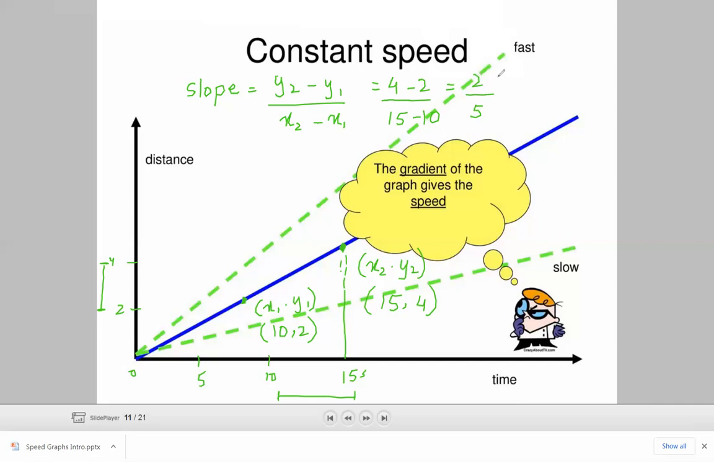Now 2 here is basically meters because on the y-axis we've got distance, and 5 here is basically seconds because on the x-axis we've got time. So 2 divided by 5, that would be 0.4 meters per second, where 0.4 meters per second is the speed of the object, which is represented using the blue graph. So this is how, using a slope formula, you can calculate a constant speed of an object by looking at its distance time graph.